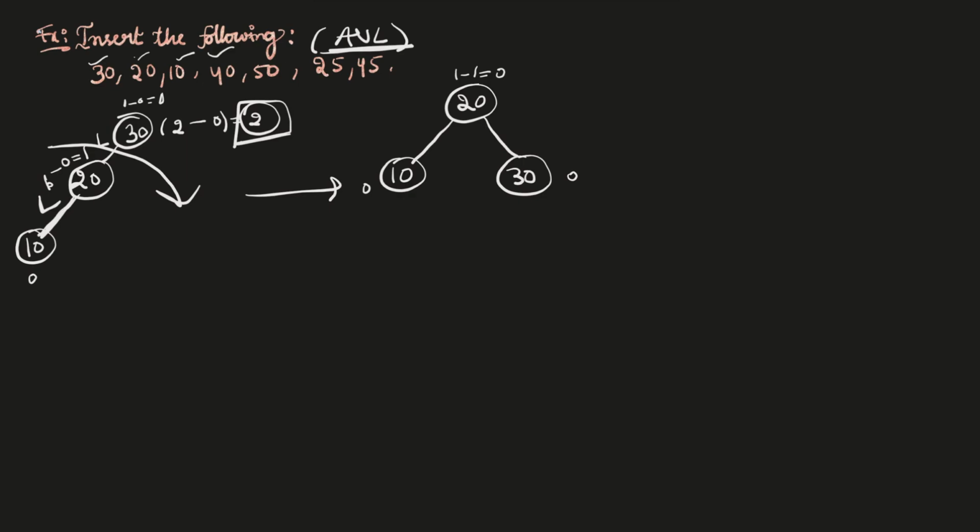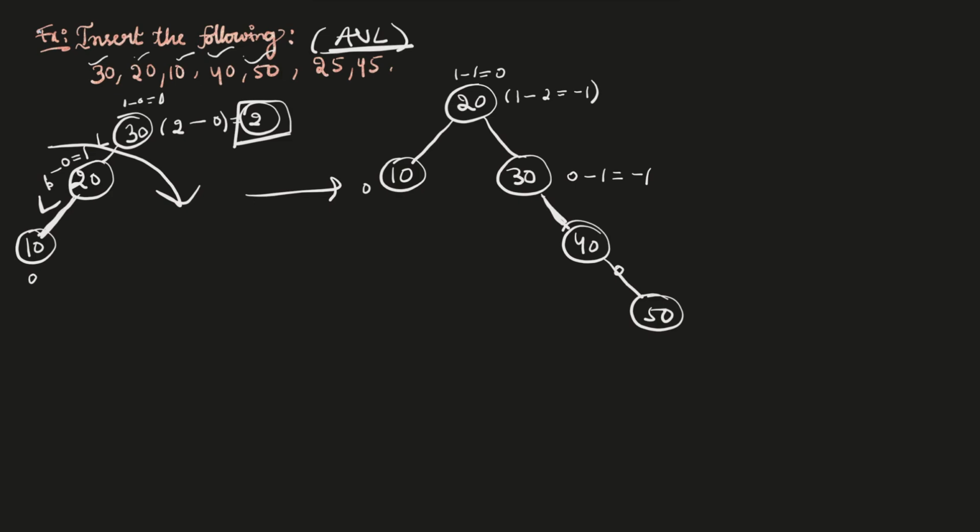Now coming to 40. 40 is greater than 20 and greater than 30. Now if you check the balance factor, then the leaf nodes 40 and 10 would have 0 and 0. Coming to 30, it would have 0 minus 1, that is equal to minus 1 because there is only a right subtree. Coming to 20, it is having 1 minus 2, that is equal to minus 1. So everything is balanced. Coming to 50. 50 is also greater than 20, greater than 30 and also greater than 40. So 50 is added over here.